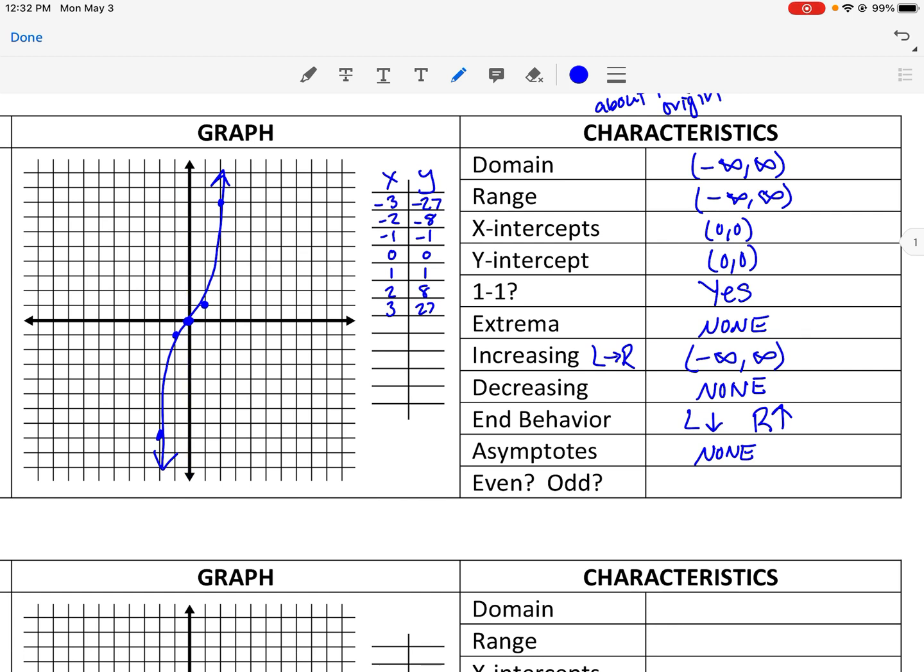Even, is it symmetric on the y-axis? That is a no. Odd, if I rotate it, does it look the same at 180 degrees? And that is a yes. It is odd. Well, I guess I don't put yes because it's not a yes or no question. It is odd. I remember you have even, odd, or neither sometimes.